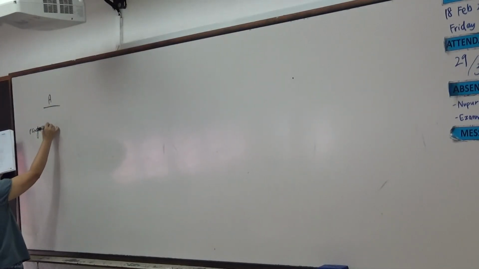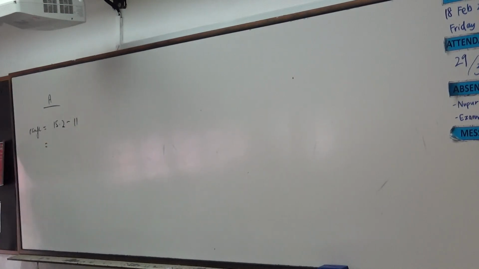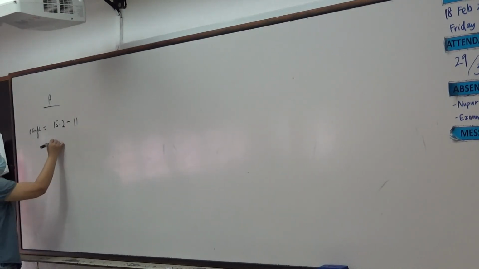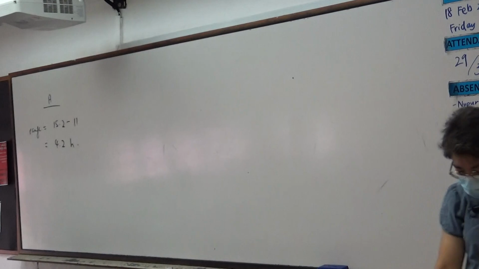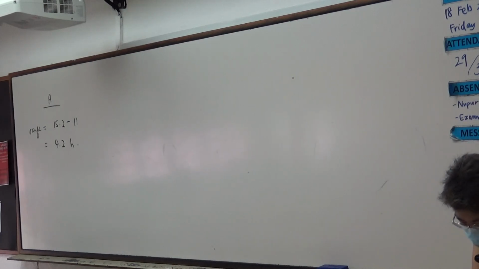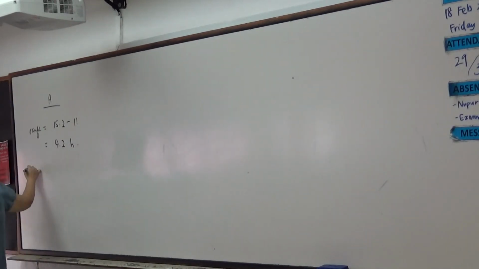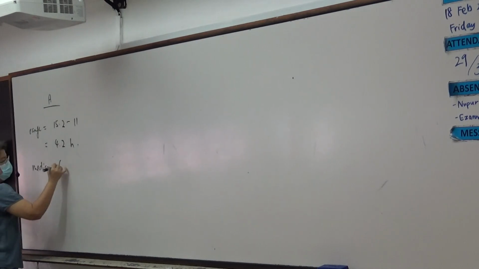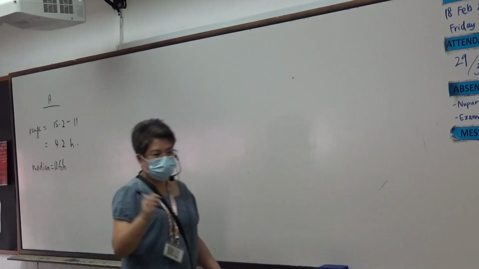The range, how do I get it? 15.2 minus what? 11, right? So what do you get? 4.2 hours, correct? The range for smartphone A is 4.2 hours. Are you okay? Can see? Alright, good. Next, the median of smartphone A. 12.1. Very good. 12.6 hours.